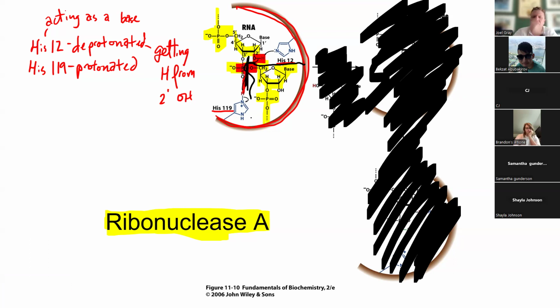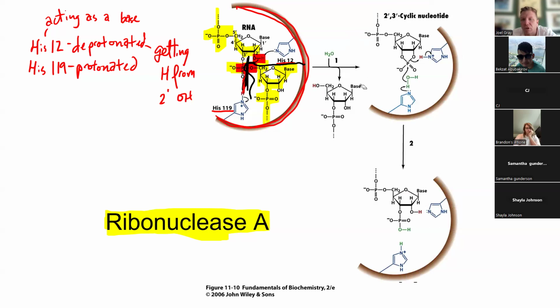So we are severing that bond with these two amino acids. We're leading to the breakage of that phosphodiester linkage. And in the process, we're going to release this, which is the same as this. Now, as an intermediate, we're going to have this 2', 3' cyclic nucleotide.